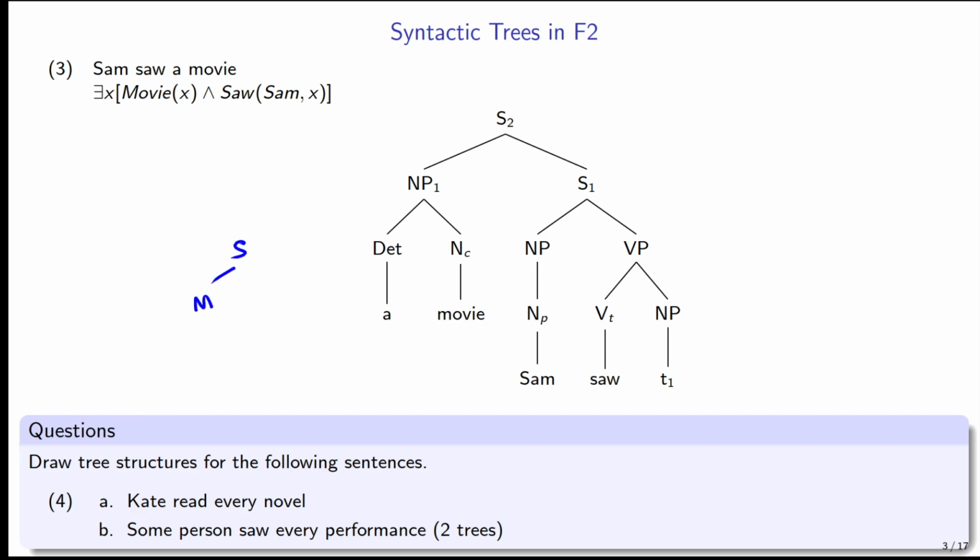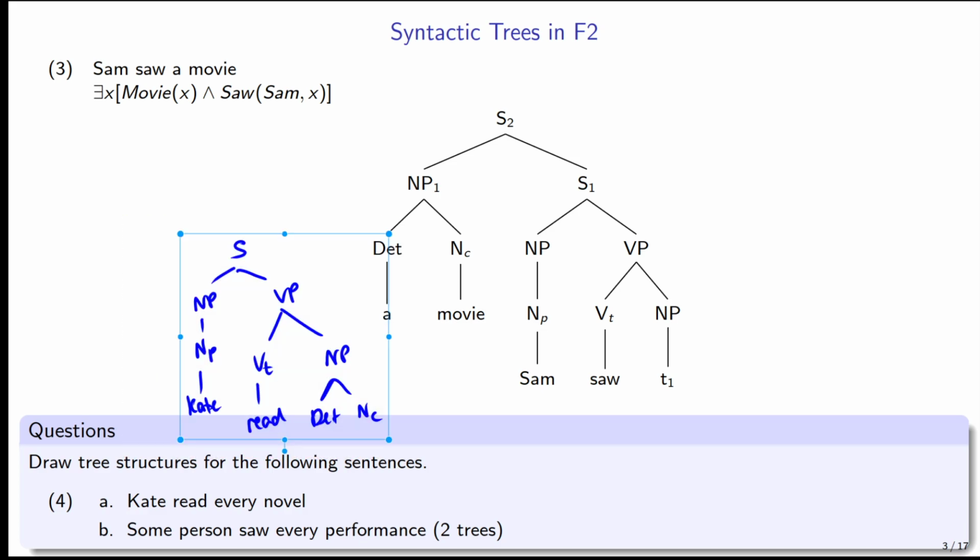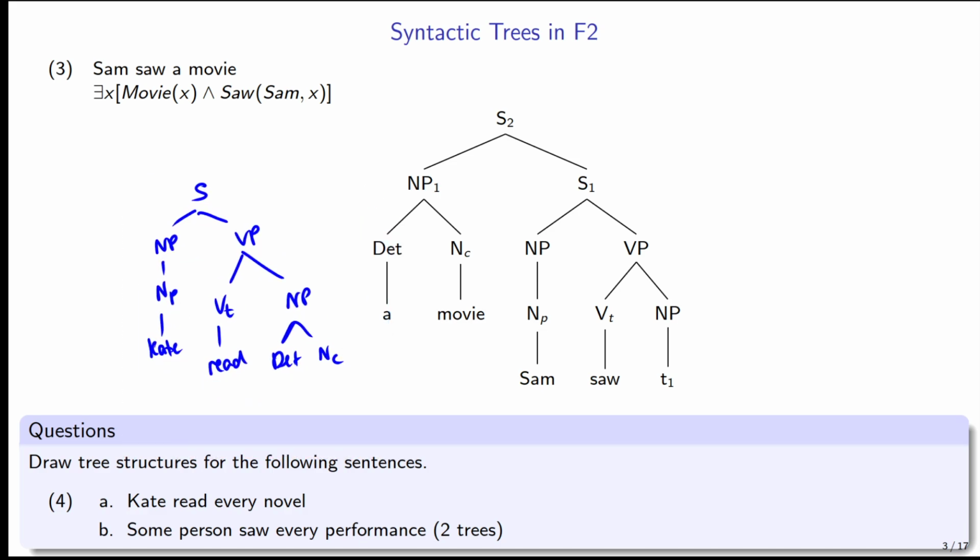Okay, so we can start off with a structure for Kate. Kate is a proper name, so I call this an N little p. I put Kate's name here. Read, this is a transitive verb. And then every novel, this is a noun phrase consisting of a determiner and a common noun. I need to move this up a little bit. So the determiner here is every, this is our quantifier, and our common noun is novel. Okay, so we have our base sentence written.